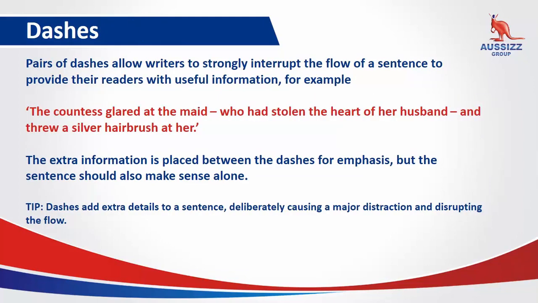We move on to dashes. Dashes allow writers to strongly interrupt the flow of a sentence to provide their readers with useful information. This contrasts with a bracket. You would read this sentence as, the Countess glared at the maid, who had stolen the heart of her husband, and threw a silver hairbrush at her. You can remove what's in between the dashes and still have a good sentence. The Countess glared at the maid and threw a silver hairbrush at her.